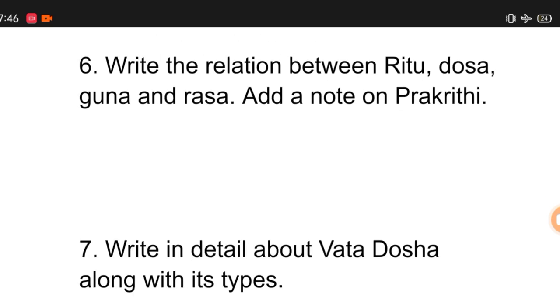Then the next question: write the relationship between Rutu, Dosha, Guna and Rasa. In this, on one side you write the dosha, and in a table on the other side you write the Rutu, and write which dosha is predominant in which Rutu, and also which Guna and Rasa. Here you can write only one shloka and add a note on Prakriti. Shukrartava samyogo, janmadau vishenaiva vishakrimeh: that shloka according to Ashtanga you have to write.